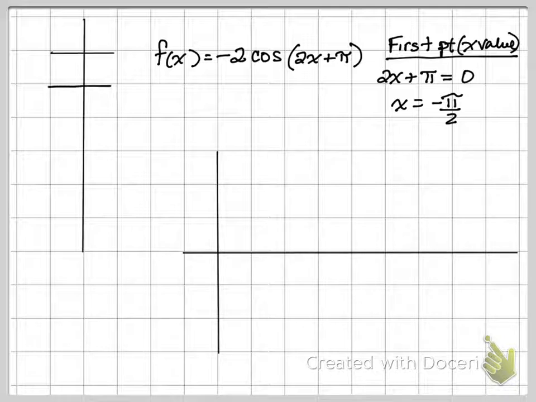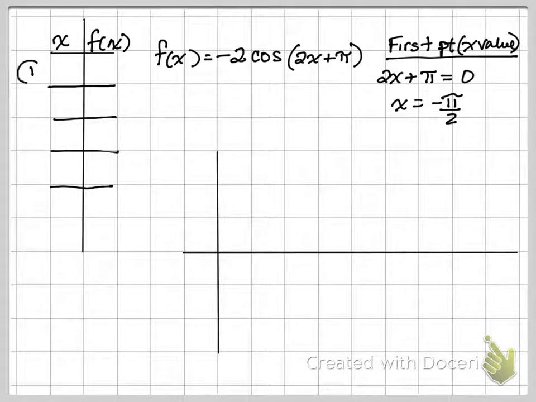Over here, if you look to the left, I'm going to set up an x, f of x table, as the case may be, and I'm just going to label this with a 1 there, and that's the first point that we're going to find. So this over to the right here, that's point 1, and that's going to be negative pi over 2.